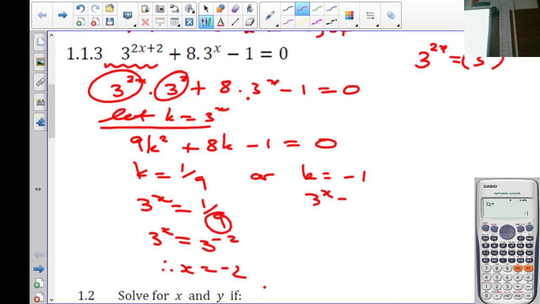Well, 3 to the x is equal to negative 1. There's no way that can happen. So we simply have no solution there. So x is negative 2 there. Okay? Move to the next one.